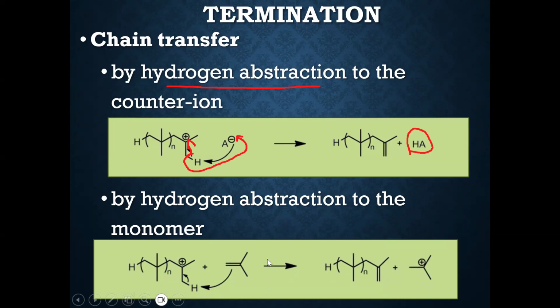So in that case, another monomer will abstract this hydrogen, and the polymer will form a double bond, and the reaction will be terminated, giving back another carbonium ion.